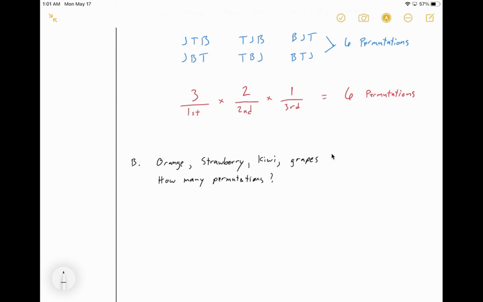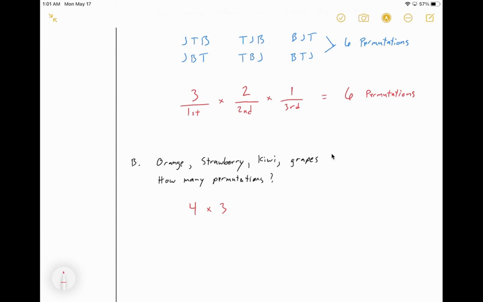So again, you can do the same thing. You can think about it. How many different fruits could win first place? Could be the first in this order. Well, there are 4 choices: orange, strawberry, kiwi, and grapes. So there are 4 choices for the first spot. How many choices are there for the second spot? Well, if let's say orange got first, there's only 3 left.